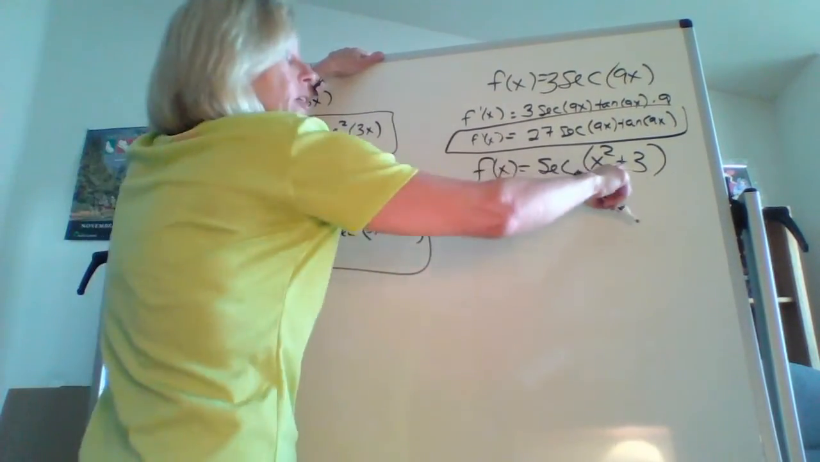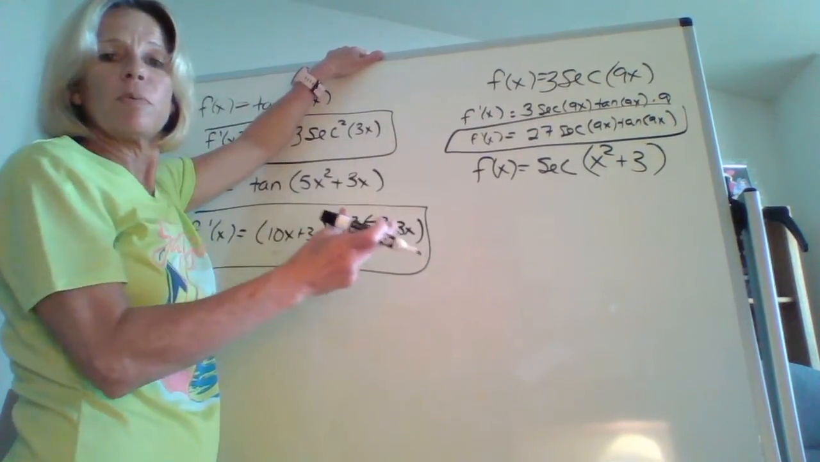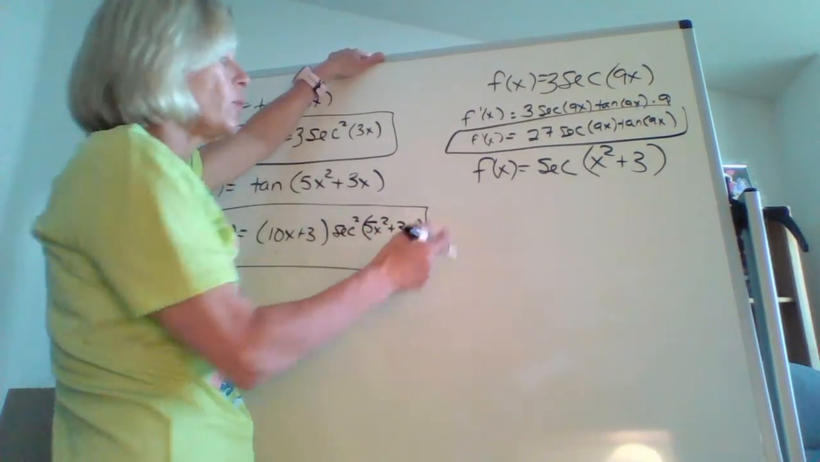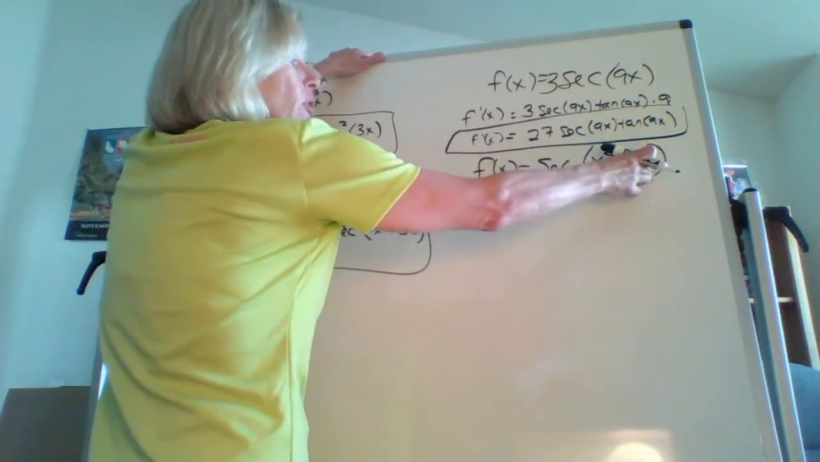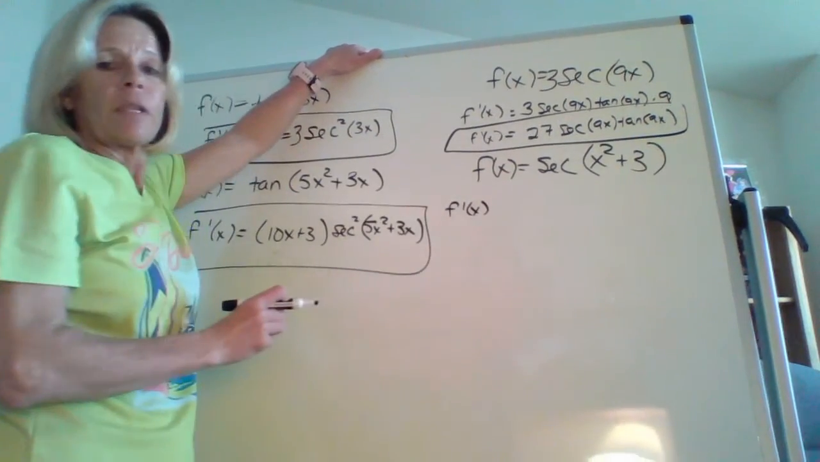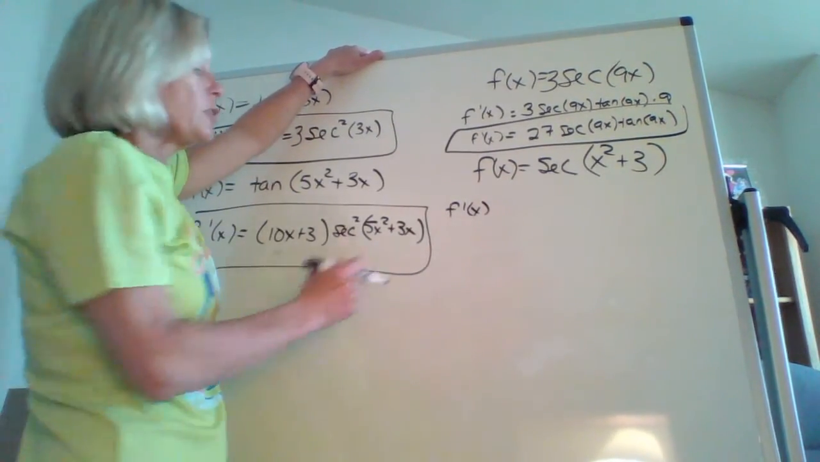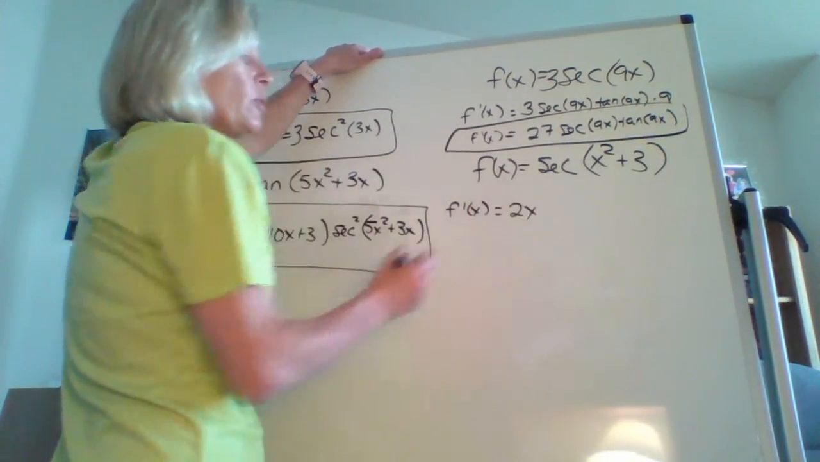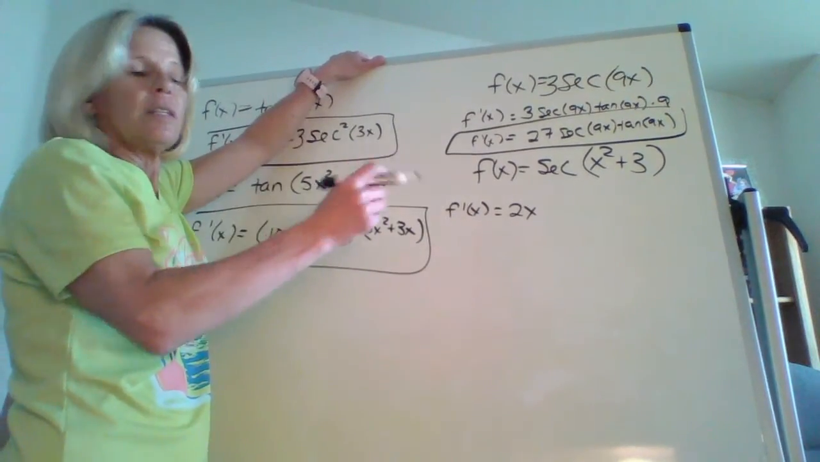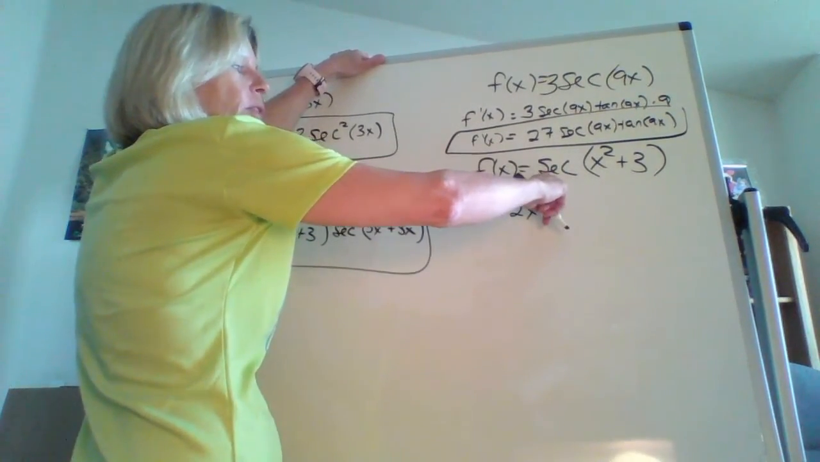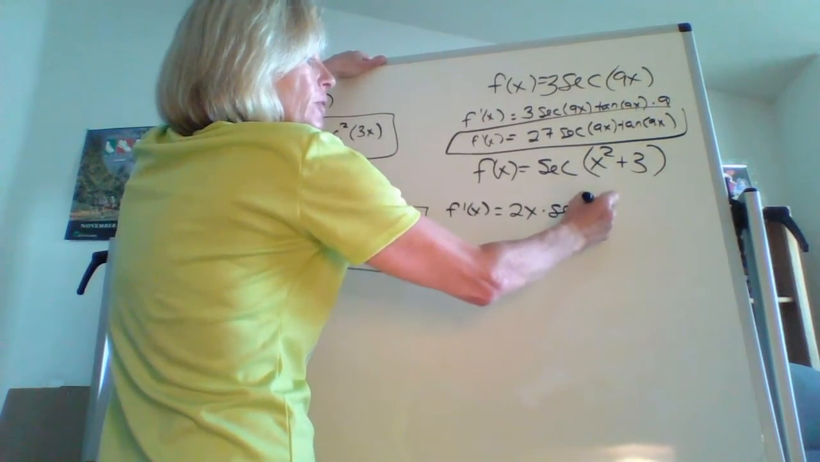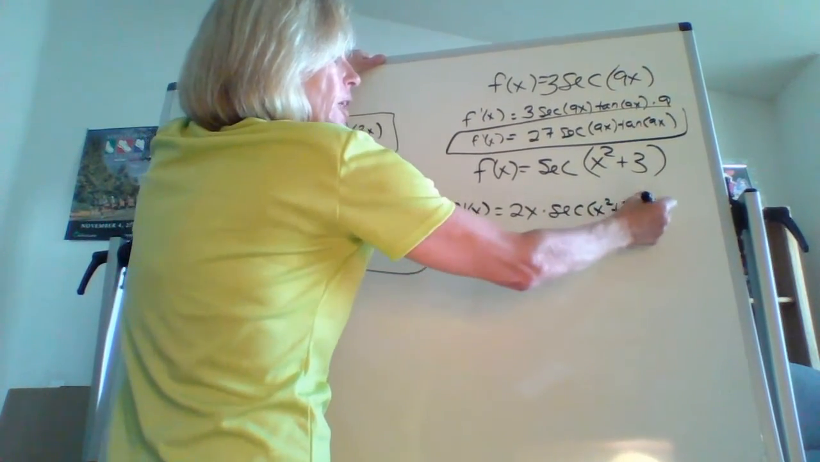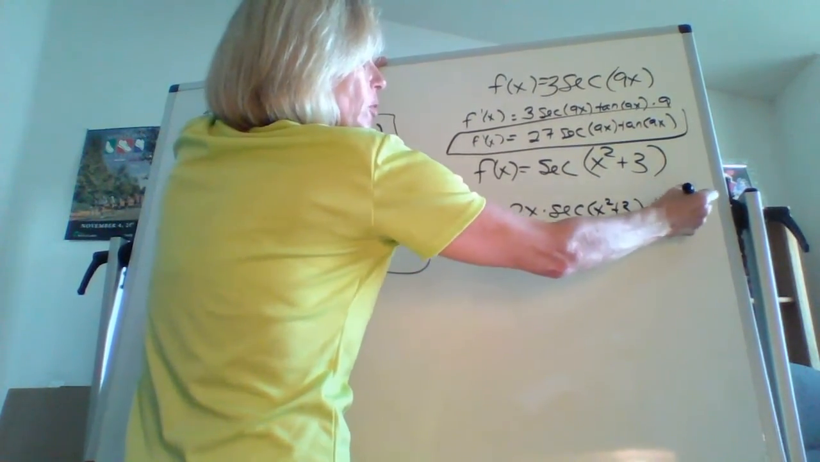Last one, same thing. I just have an x squared plus 3. Parentheses are going to be very important. Just to kind of review, if I start on the inside this time, the derivative of x squared plus 3 is 2x. I'm going to write that out in front. Now I move to my outside function. Derivative of secant is secant of x squared plus 3, tangent of x squared plus 3.